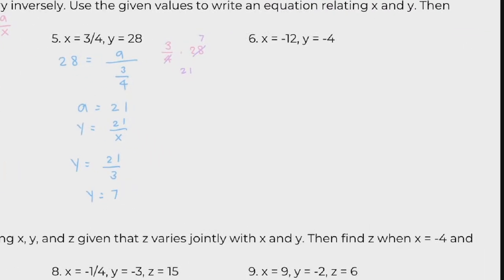Okay, and for the last example, we're going to do the same thing. So negative 4 equals a over negative 12. When we cross multiply, we'll get a equals 48. So the equation is y equals 48 over x. We're going to plug in 3 for x, and we get y equals 16.